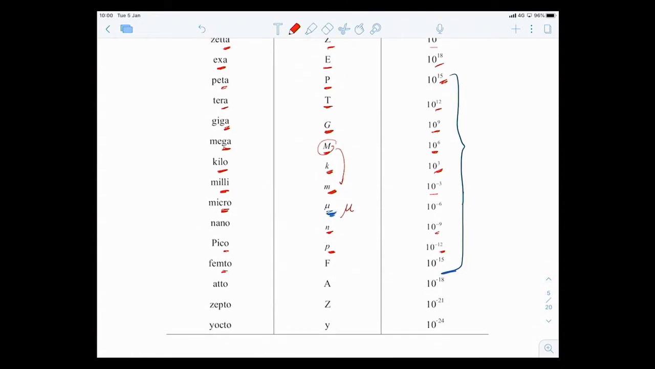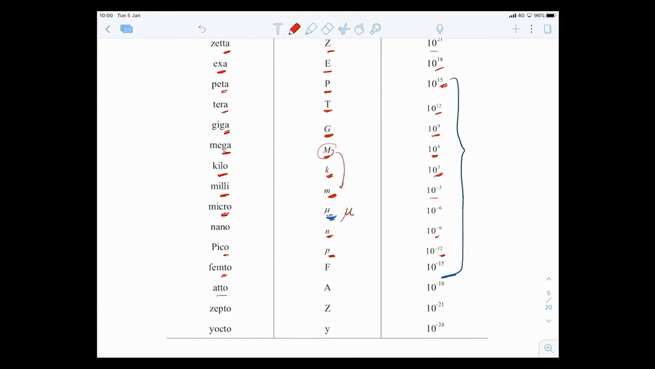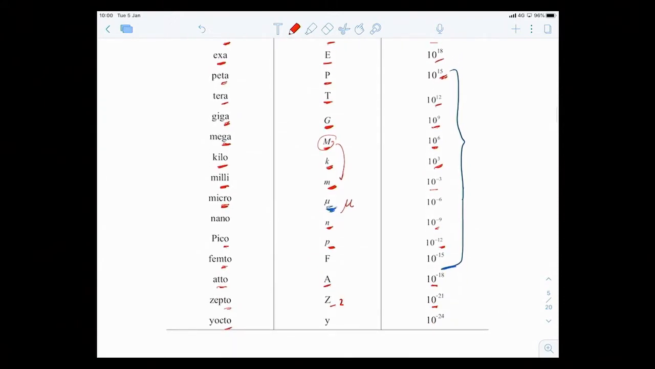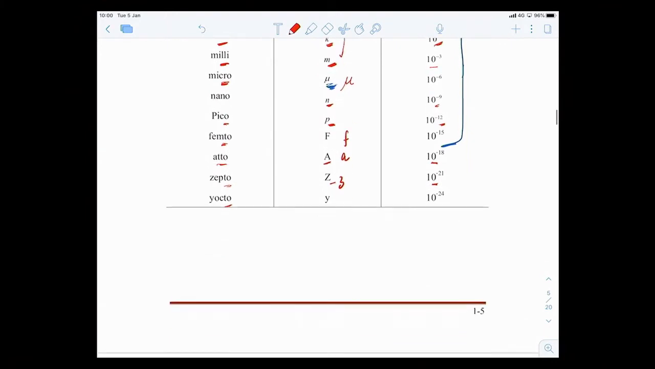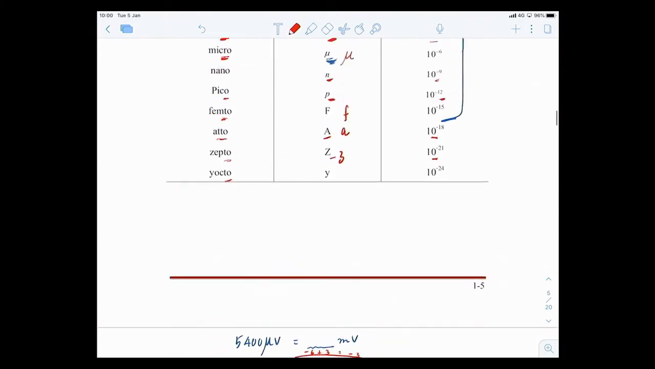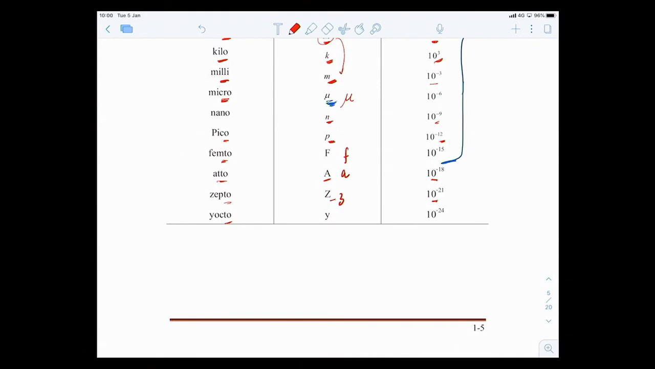Femto, small f, 10 to the minus 15. And atto, small a, 10 to the minus 18. Zepto, small z, 10 to the minus 21. And yocto, small y, 10 to the minus 24. So these are the prefixes you put in front of your unit to tell you what the value is.